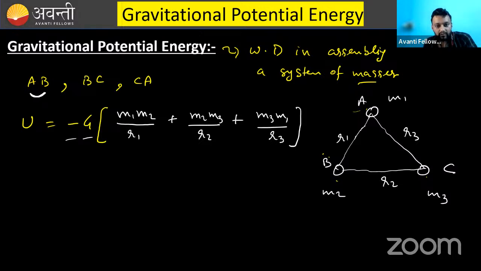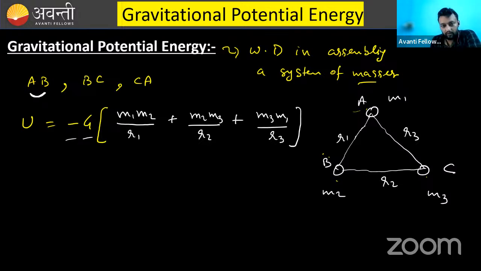What about the square for the separation? Which square are you talking about? When you are writing the gravitational potential energy, it's not a square thing. It's only R. Only divide by the separation, not the square. The square is used in only two terms: one is gravitational force, another is gravitational field. Only in these two terms will the square be there. Otherwise, it will not be a square term. It will be a linear term.